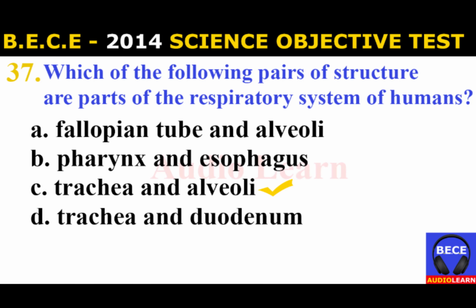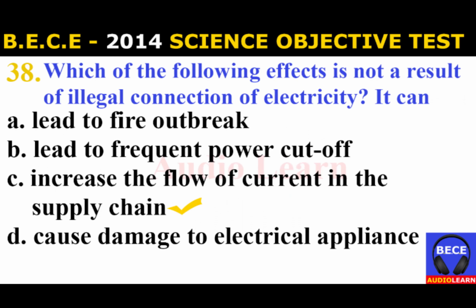Number 37. Which of the following pairs of structures are parts of the respiratory system of humans? A. Fallopian tube and alveoli. B. Pharynx and esophagus. C. Trachea and alveoli. D. Trachea and duodenum. And the answer is C. Trachea and alveoli. Which of the following pairs of structures are parts of the respiratory system of humans? Trachea and alveoli.